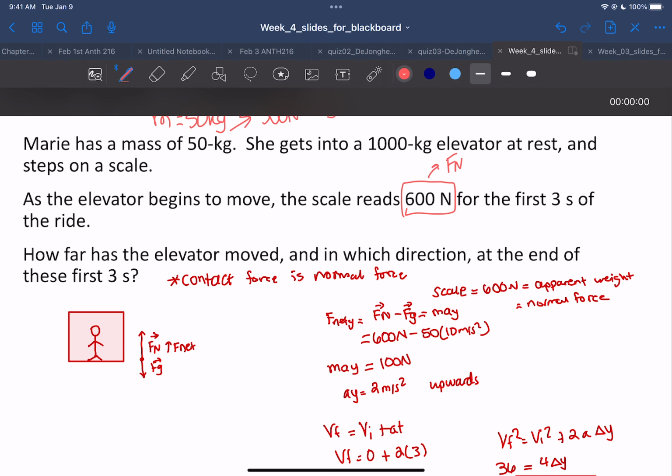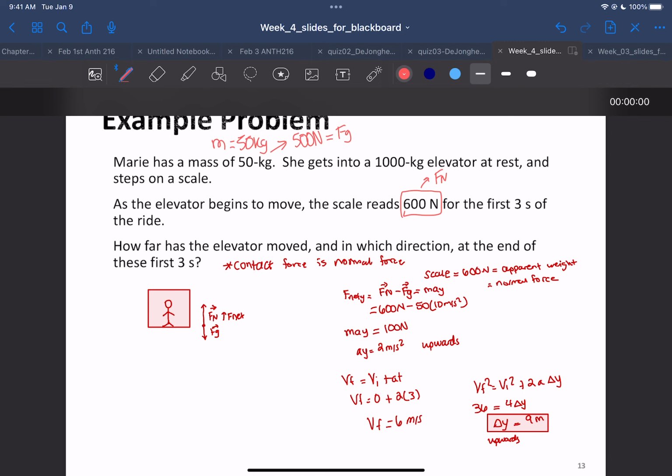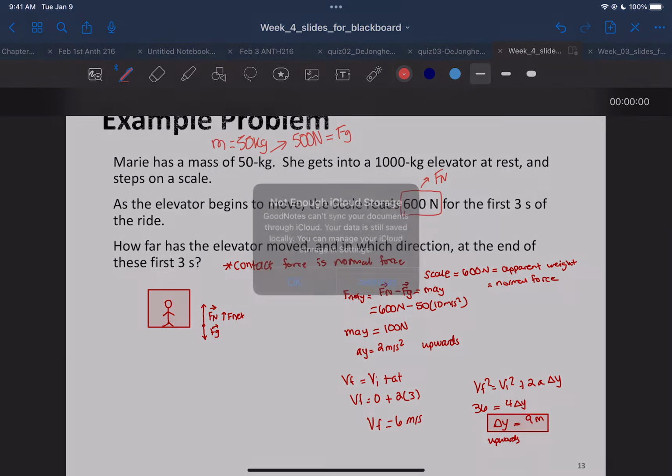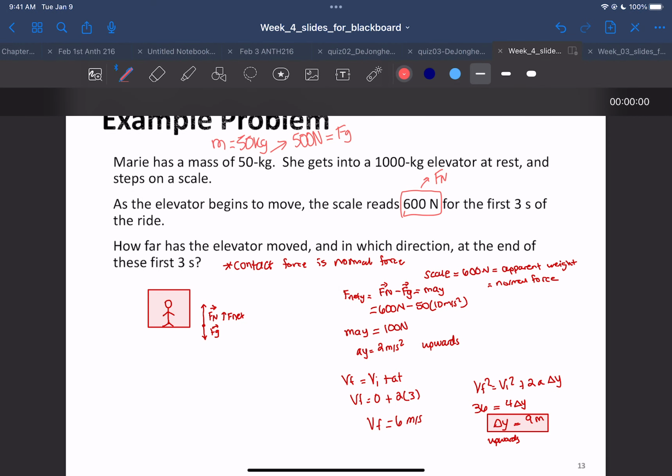So really, in the end, they're not actually asking you about any force values, right? Not even the net force or anything like that. What they want you to do in the end is figure out the distance that the elevator is moved after 3 seconds, right? Well, how can we figure that out?